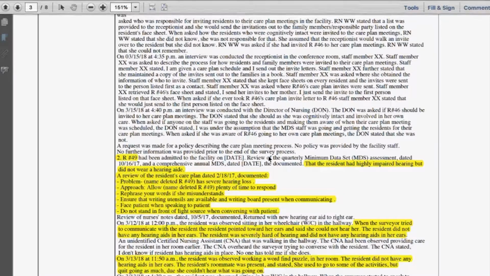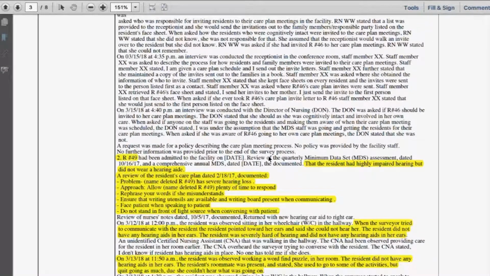So here you can see that they reviewed the resident's care plan from February 18th. It documented that she had severe hearing loss, and that certain things needed to take place: give her plenty of time to respond, rephrase words if she misunderstands, ensure that writing utensils are available and a writing board is present when communicating, face the patient when speaking to her. All these things just make sense. And then it goes on to review how this is violated.